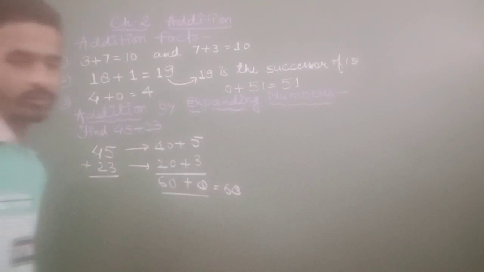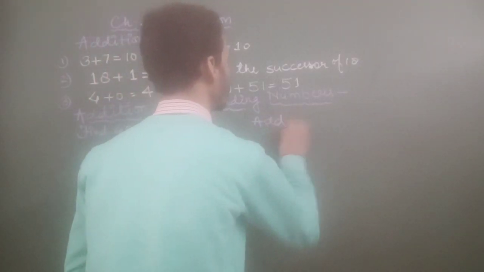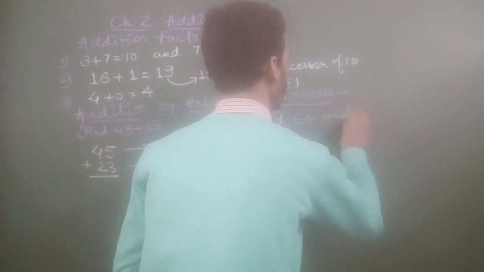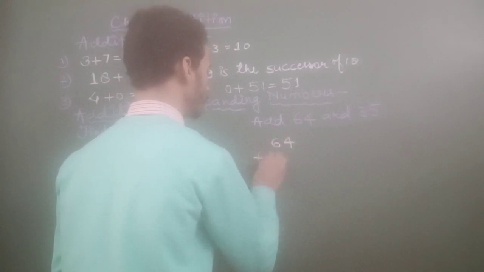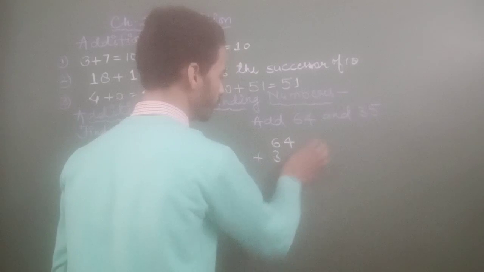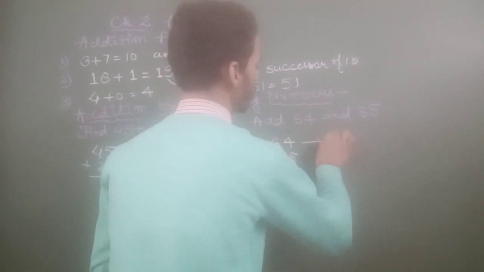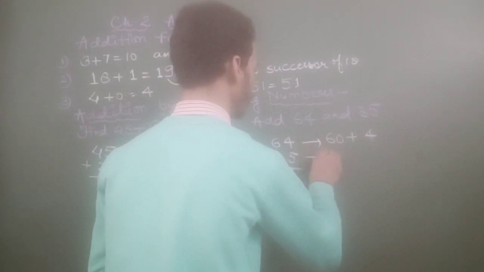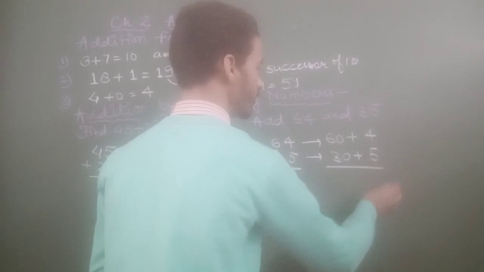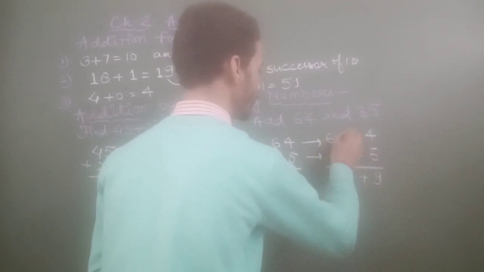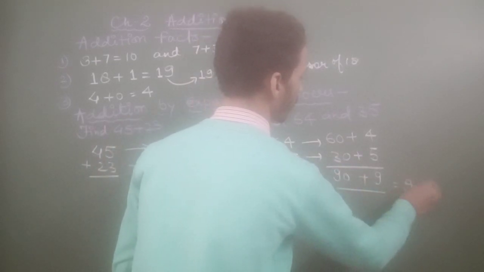Now the next question is add 64 and 35. Break 64 into 60 plus 4, and 35 into 30 plus 5. 4 ones plus 5 ones is 9 ones, and 6 tens plus 3 tens is 9 tens. So the answer is 99.